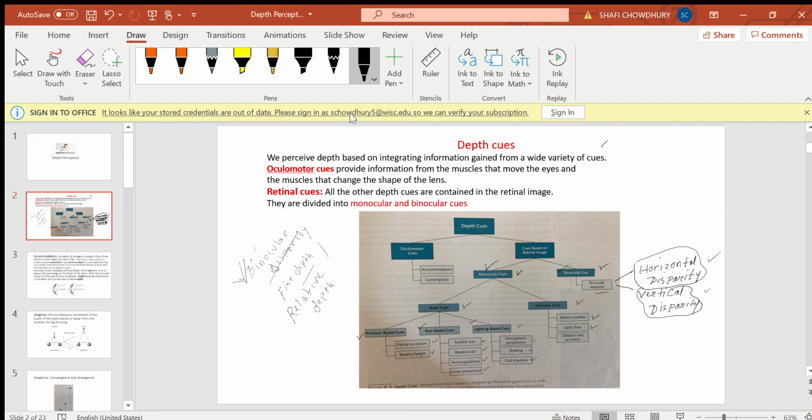Optic flow, we already talked about that, and another one is deletion and accretion. So this is a nice chart. I really like this one. Very nicely it classified the cues your brain receives from the eye or eyes, one or both eyes, and processes those cues to give you the perception of depth.